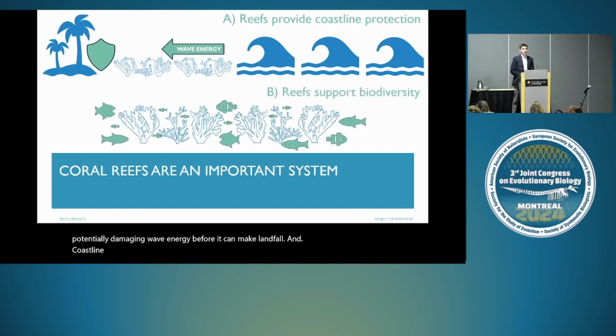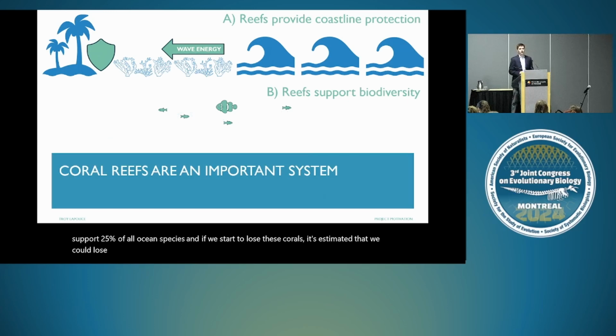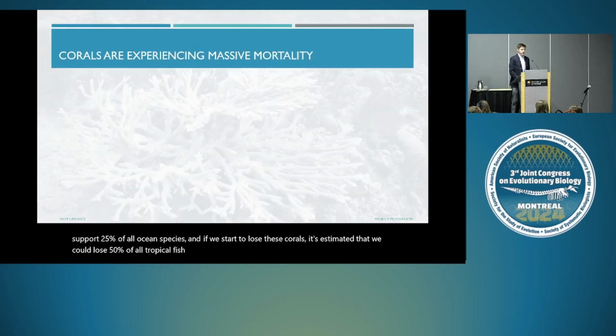And from a biological perspective, reefs support biodiversity. It's thought that reefs support 25% of all ocean species. And if we start to lose these corals, it's estimated that we could lose 50% of all tropical fish biodiversity. And unfortunately, that's what's happening.